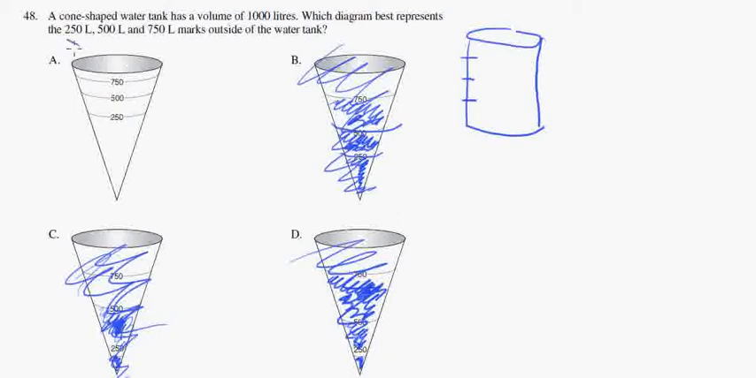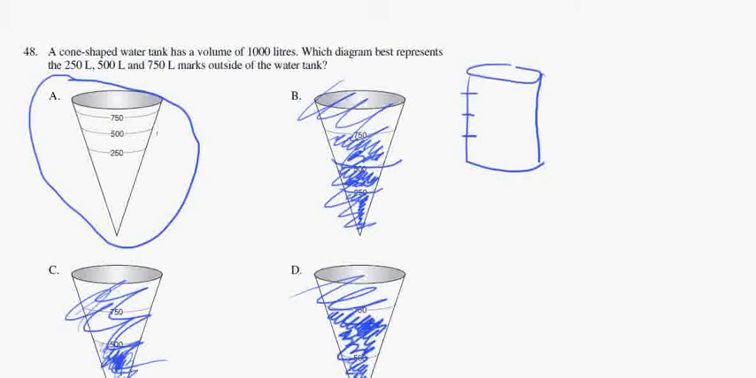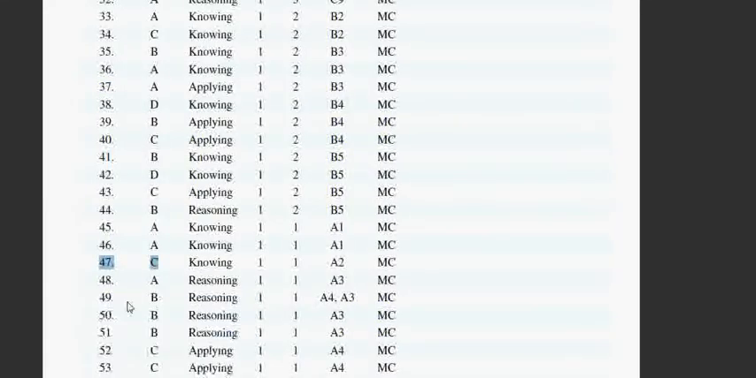So that leaves the answer as A, simply because B, C, and D can't be the answers, so A has to be the answer. Let's take a look. It's 48, A, so that's correct.